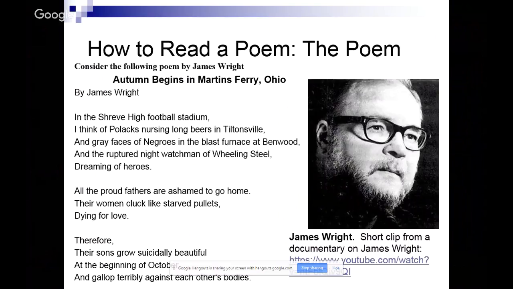There's a picture of the poet here on the right-hand side. Also, there's a short clip, which I'll show you guys after. Well, let's go ahead and do the link now. Let's see if it'll let us do it. It will.